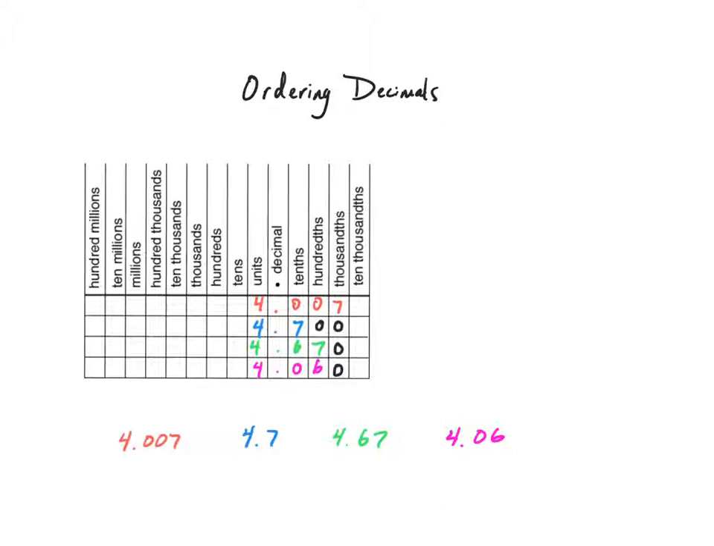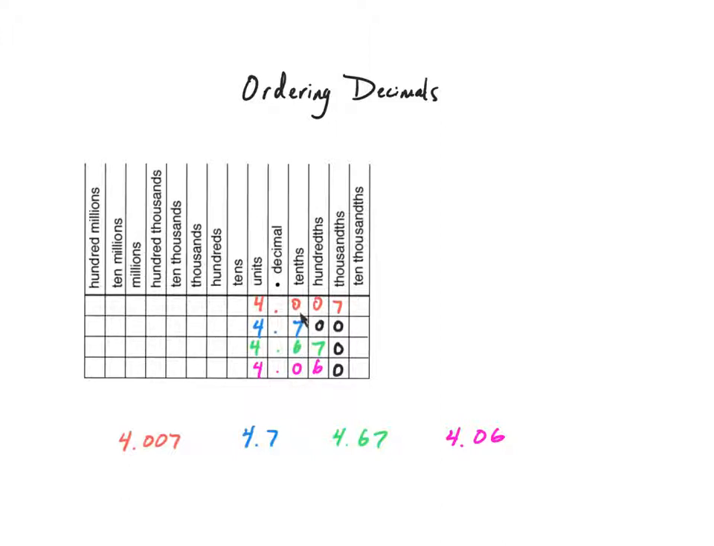So let's assume that I'm putting these in order from least to greatest again. I'm going to start by comparing the greatest place value, in this case the units. They're all the same. My next place value is the tenths, and I see a 0 here and a 0 here. So I know it's going to be one of these 2 numbers, the red number or the purple number here. One of these 2 numbers is going to be my smallest number.